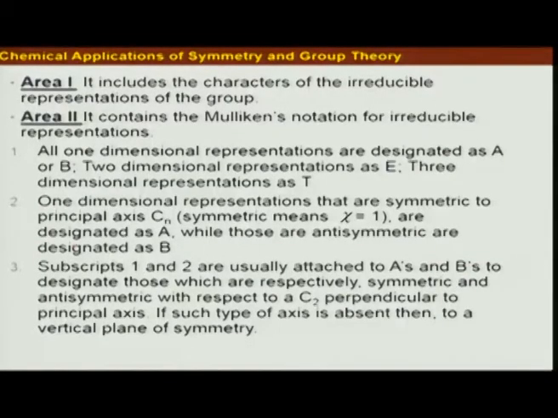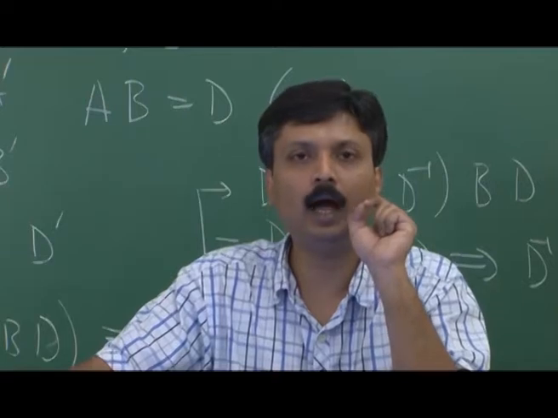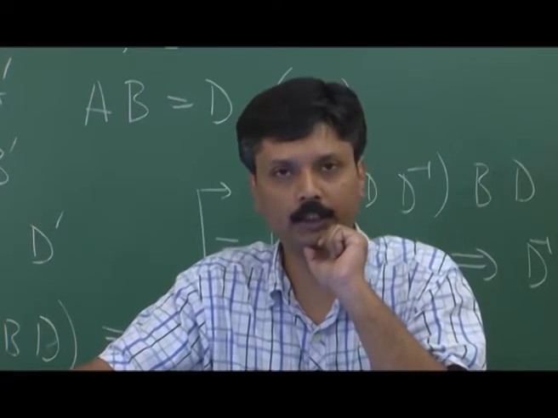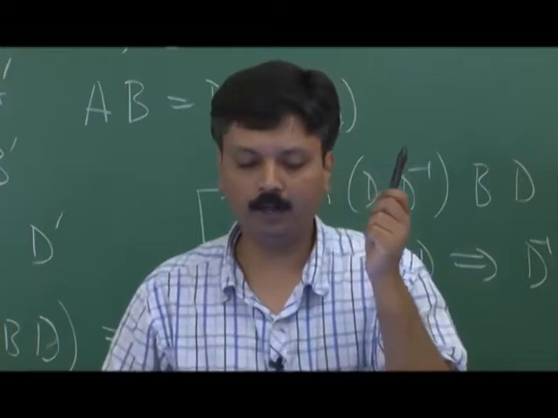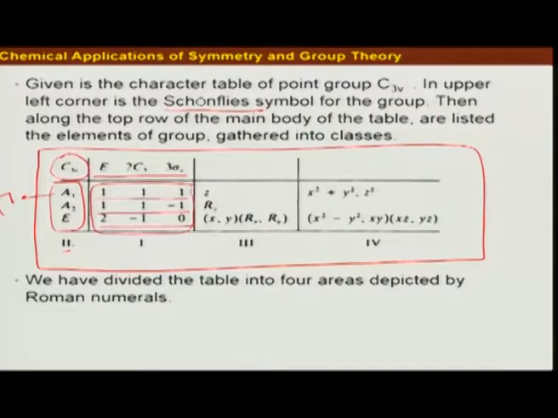So, when we look at any irreducible representation in the character table, we can find out its dimensionality. The dimensionality of any irreducible representation is the character corresponding to the identity operation. For example, if I quickly look back, here I see that for the first representation we have the character as 1 for the identity operation.